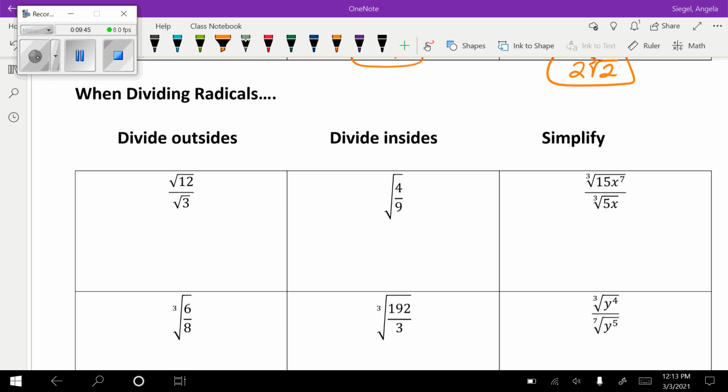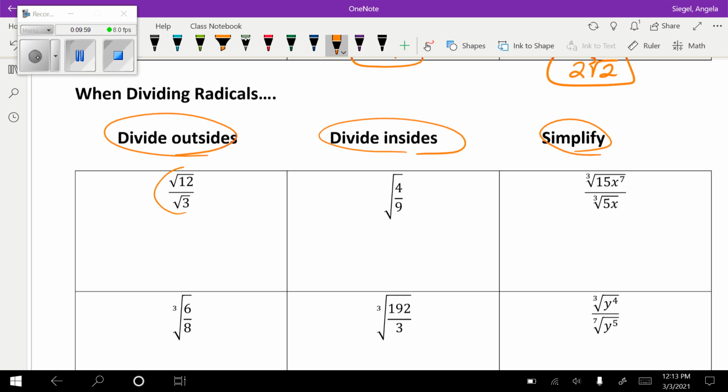Okay, so at first, division is very much the same way, as far as dividing outsides, dividing insides, and simplifying, but make it work to your advantage. So when I see this, I could either look at it like this or look at it as 12 divided by 3. To me, it's in my best interest to look at it like that because 12 divided by 3 is 4 and the square root of 4 is 2.